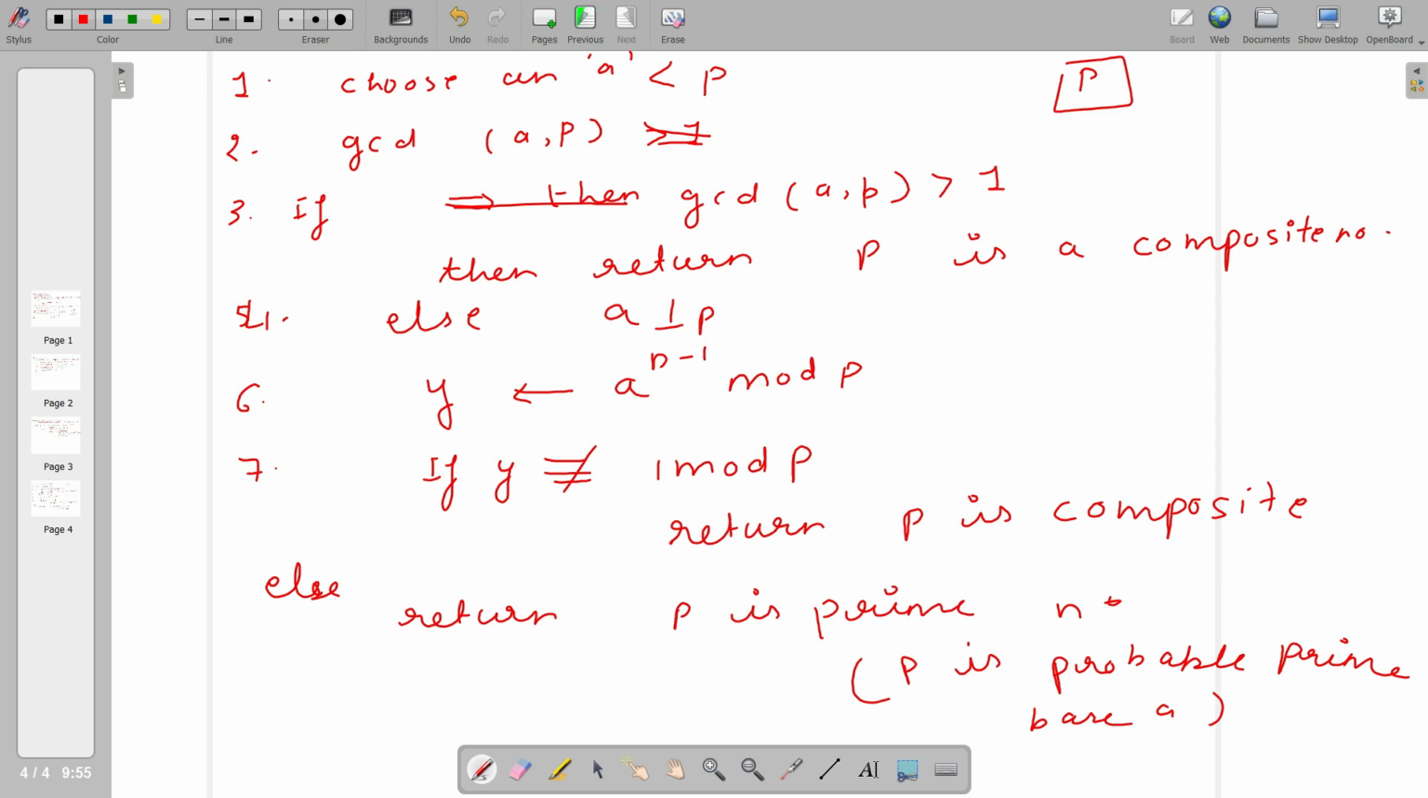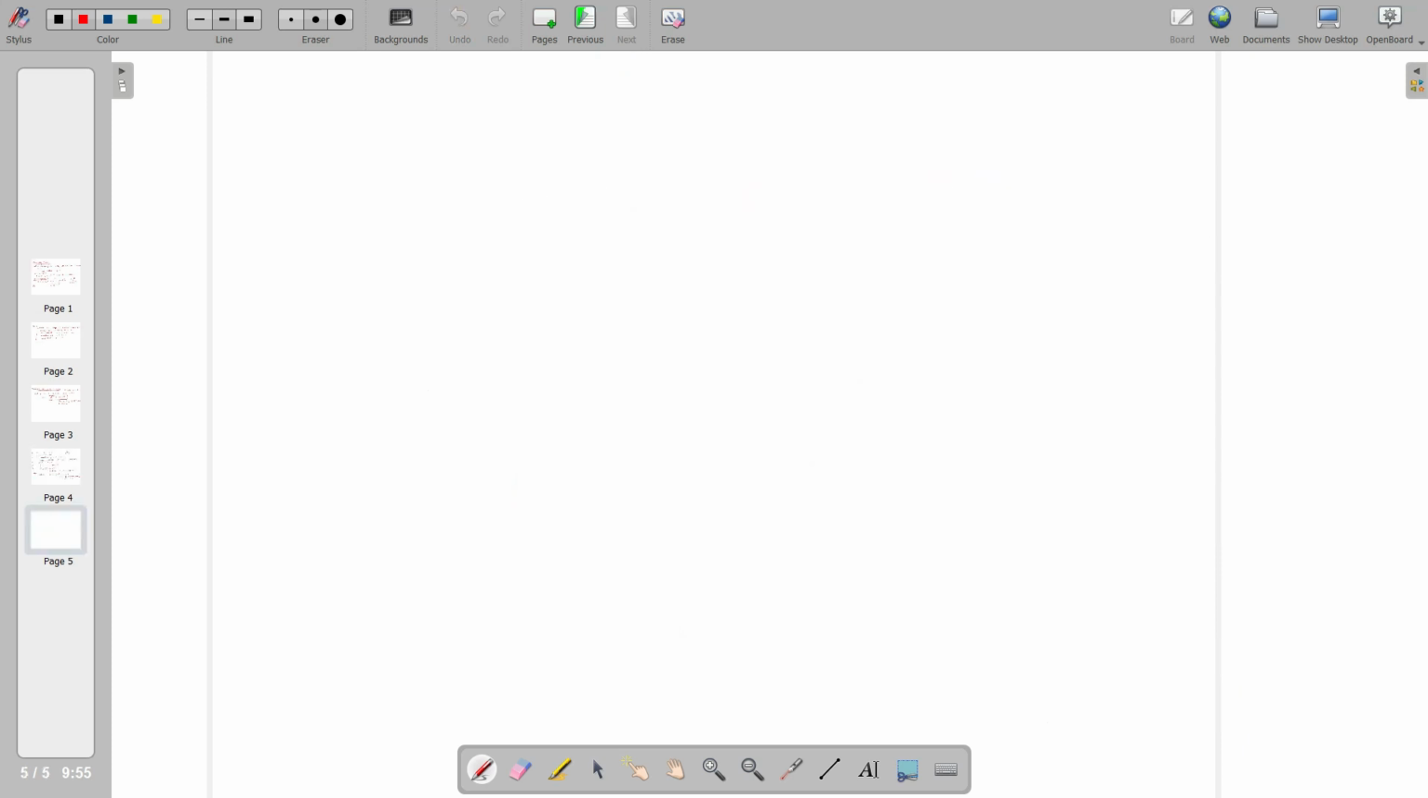Let's check it with the help of an example of Fermat's primality testing. Let's say P is 49. So this is an example. Again I take a small number so that we can demonstrate the example easily, otherwise it is for large primes. And we select some A. Let's say A is 19.